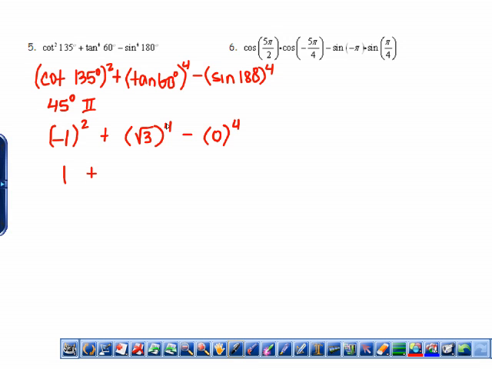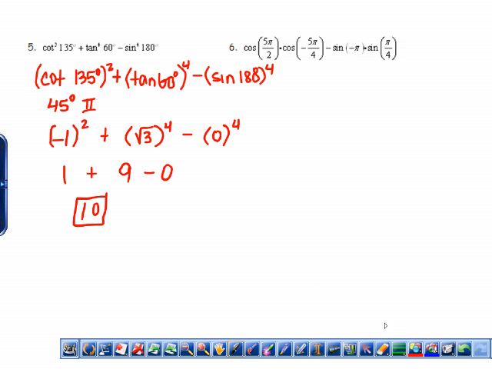Remember what exponents even are. It's just something times itself 4 times. I like to think of to the 4th, though, as squared squared. So square root of 3 squared would be 3, and 3 squared would be 9. And then this last part is obviously going to be 0, so my final answer is 10.